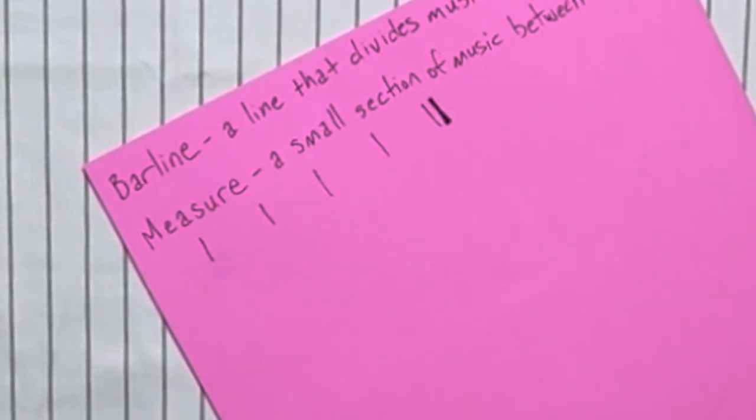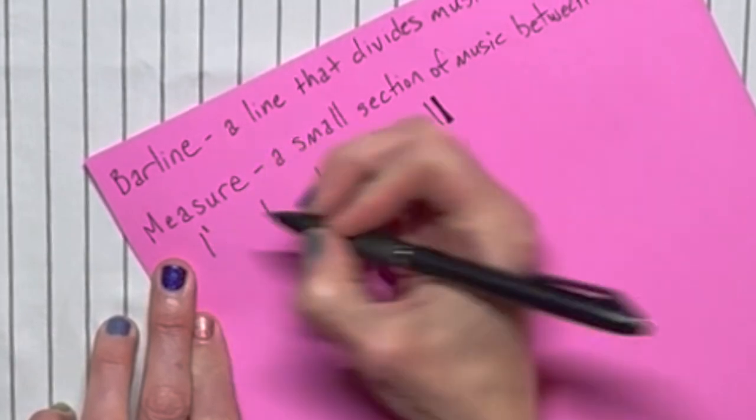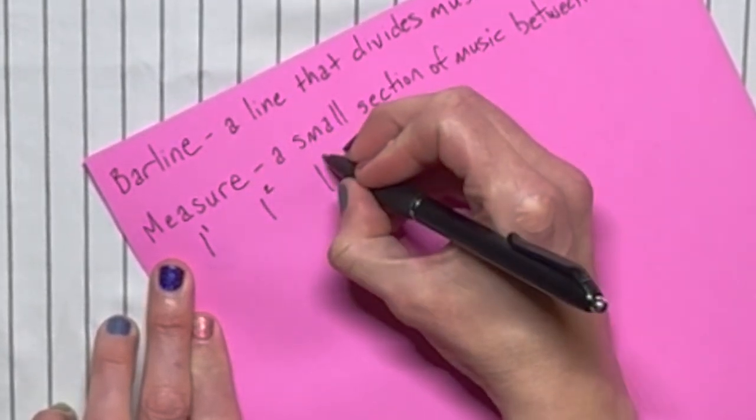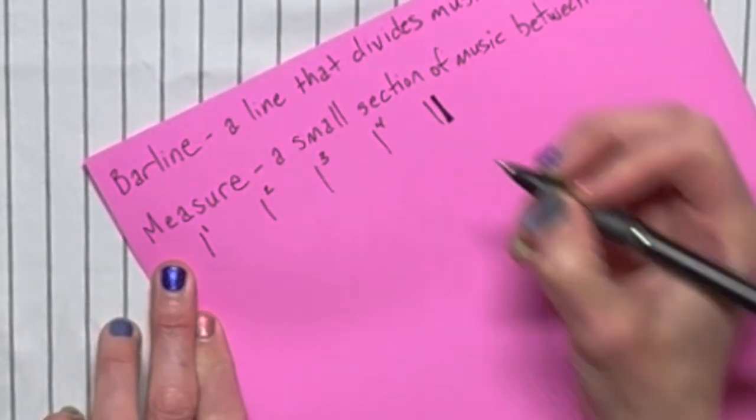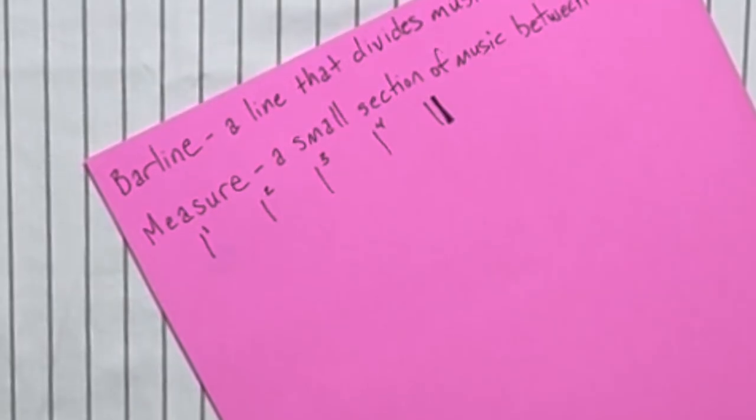All right. And we're going to number them. Measure 1. I should make that bigger. Measure 2. Measure 3. Measure 4. All right, so now these are bar lines, these are measures, and now you're ready to do your next video.